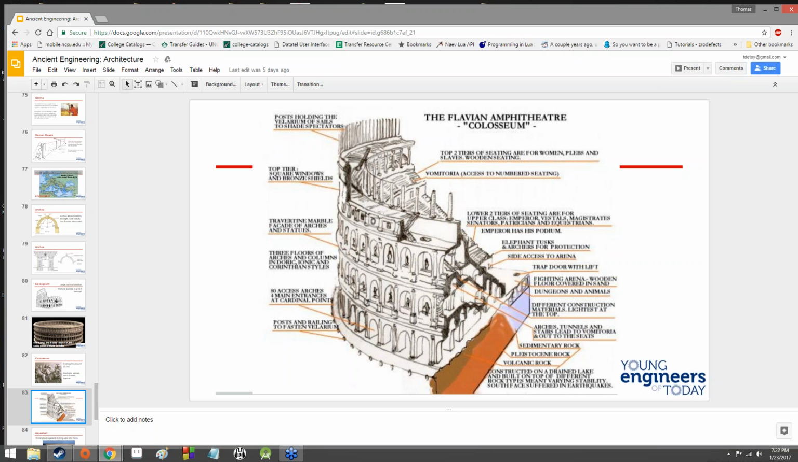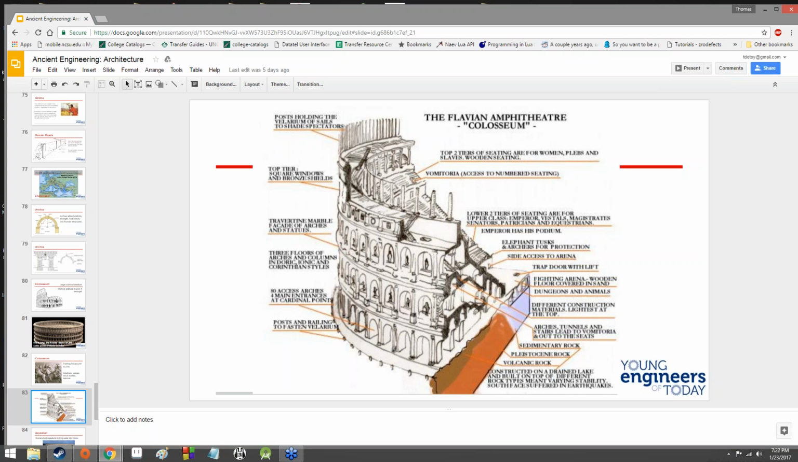The vomitoria, which is the main area. Square windows and bronze shields. Basically the design that went into the top tier. The lower two tiers of the seating area are for the upper class and the emperor and things like that. So obviously the best seats are reserved for the upper class. The emperor has his own podium, which is like his own box seat. But it's got special protection to ensure that none of the gladiators try anything funny on the emperor.